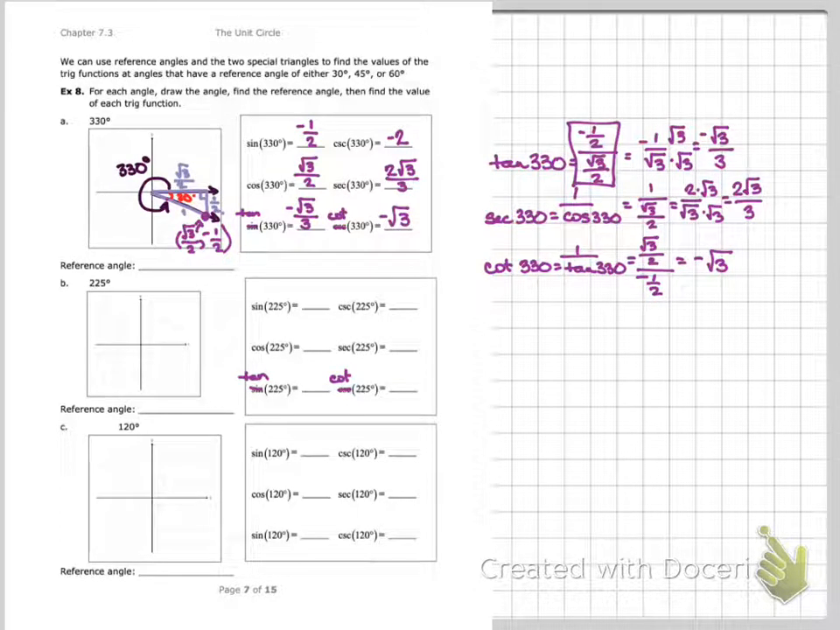Notice something really quick, because we are in the fourth quadrant. Cosine and secant, its reciprocal function, those are both positive. Sine and cosecant, its reciprocal function, those are both negative. And then tangent and cotangent are both negative. So the sign of a function and its cofunction will always be the same. Okay. Oops, I didn't fill in that reference angle. Reference angle, 30 degrees.